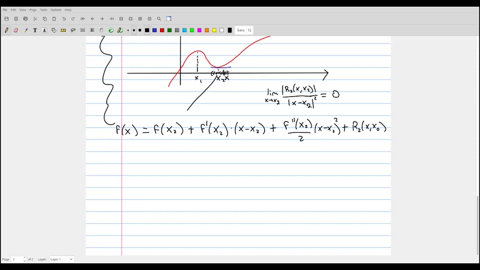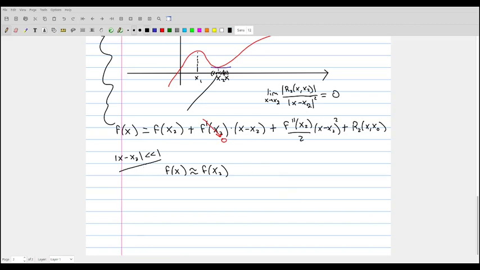So if the distance between x and x2 is very small, much less than 1, then f of x is approximately equal to the value of f at x2. And if you remember, x2 is a critical point of type 1, where f prime equals 0, the first derivative of f equals 0. So this entire term is going to be equal to 0 as well.